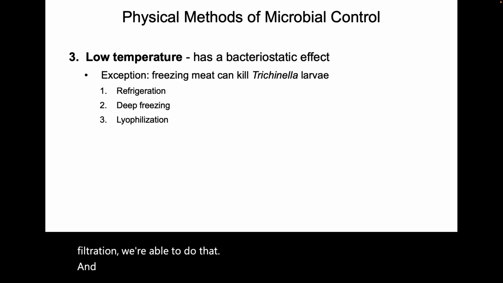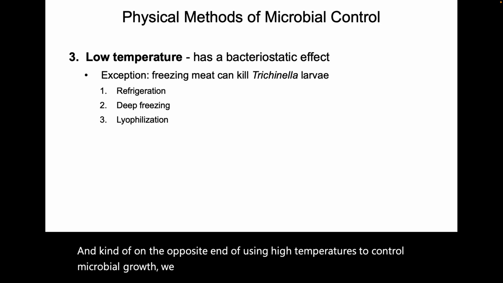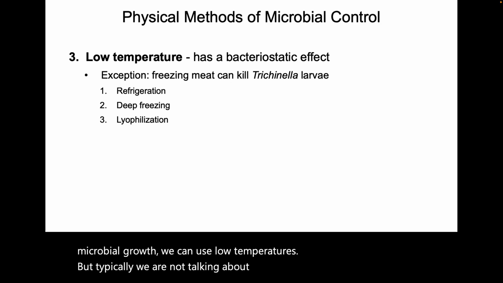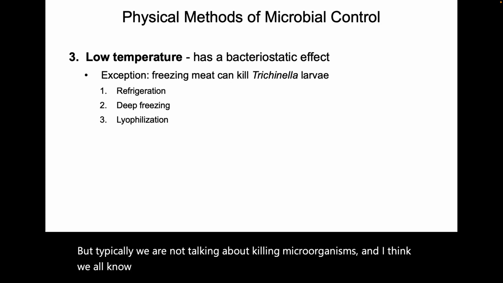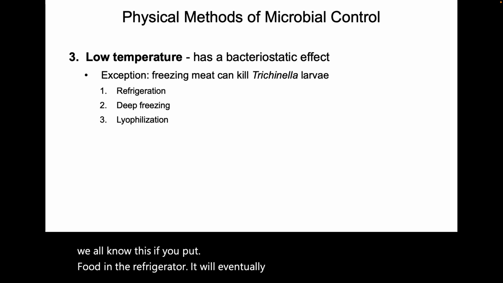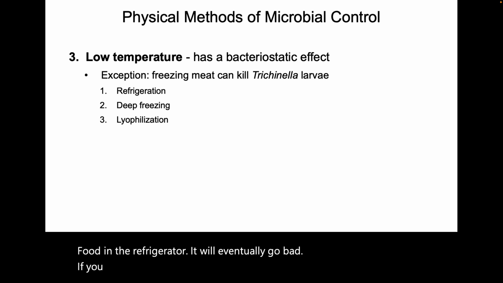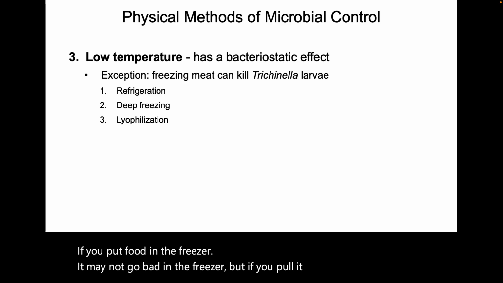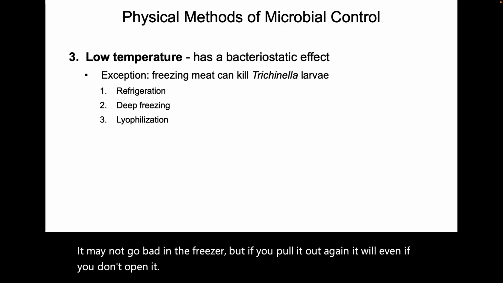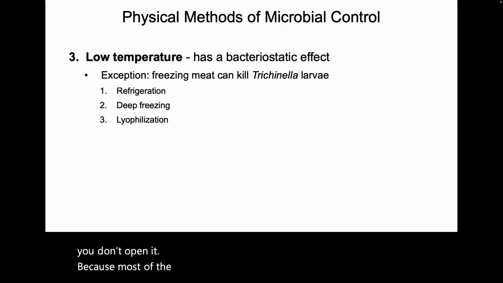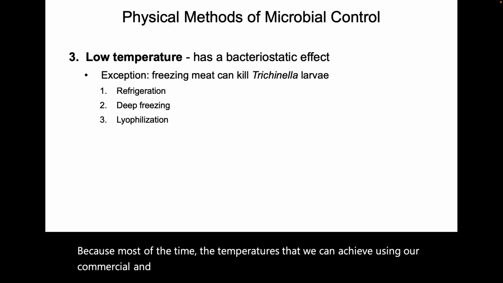And kind of on the opposite end of using high temperatures to control microbial growth, we can use low temperatures, but typically we are not talking about killing microorganisms. And I think we all know this. If you put food in the refrigerator, it will eventually go bad. If you put food in the freezer, it may not go bad in the freezer, but if you pull it out again, it will, even if you don't open it. Because most of the time, the temperatures that we can achieve using our commercial and household products is not low enough to kill microbes.